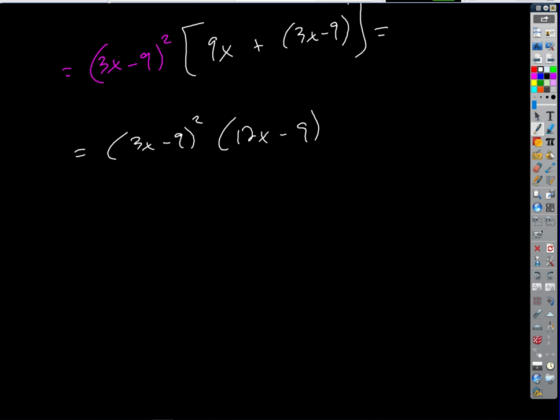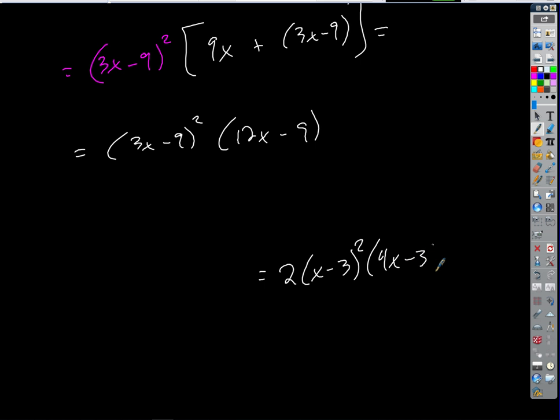Mine's saying the answer is 2 times... Is this one just wrong on here? Well, what does it say the answer is on there? It keeps giving you 2 times the quantity x minus 3 squared times the quantity 4x minus 3.